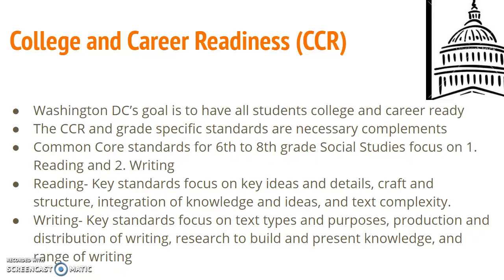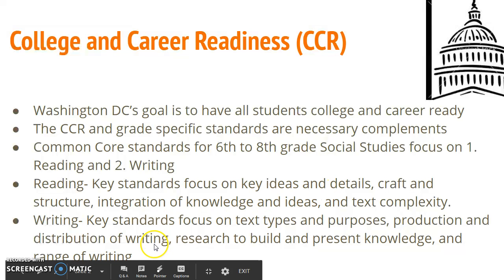Common Core standards for 6th to 8th grade social studies focus 1 on reading and 2 writing. For reading, key standards focus on key ideas and details, craft and structure, integration of knowledge and ideas, and text complexity. For writing, key standards focus on text types and purposes, production and distribution of writing, research to build and present knowledge, and range of writing.